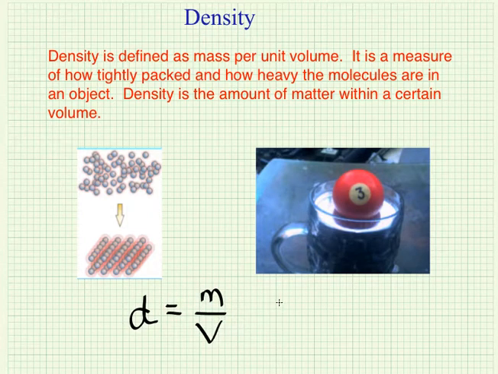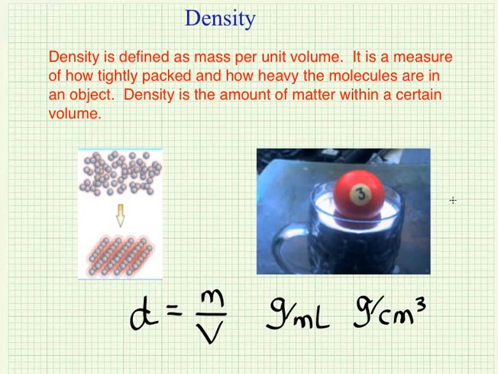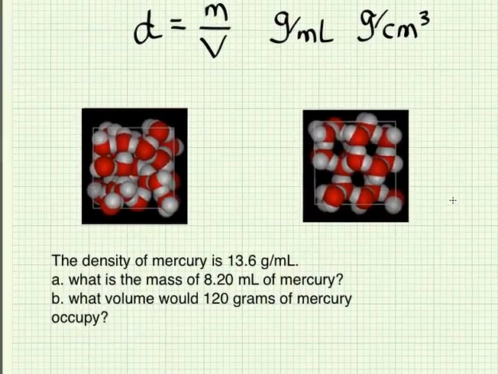So we're going to define density as equal to the mass over the volume. Now, some common units for density will be grams per milliliter or grams per centimeter cubed. Coincidentally, a centimeter cubed equals 1 milliliter. So those would actually be equivalent.